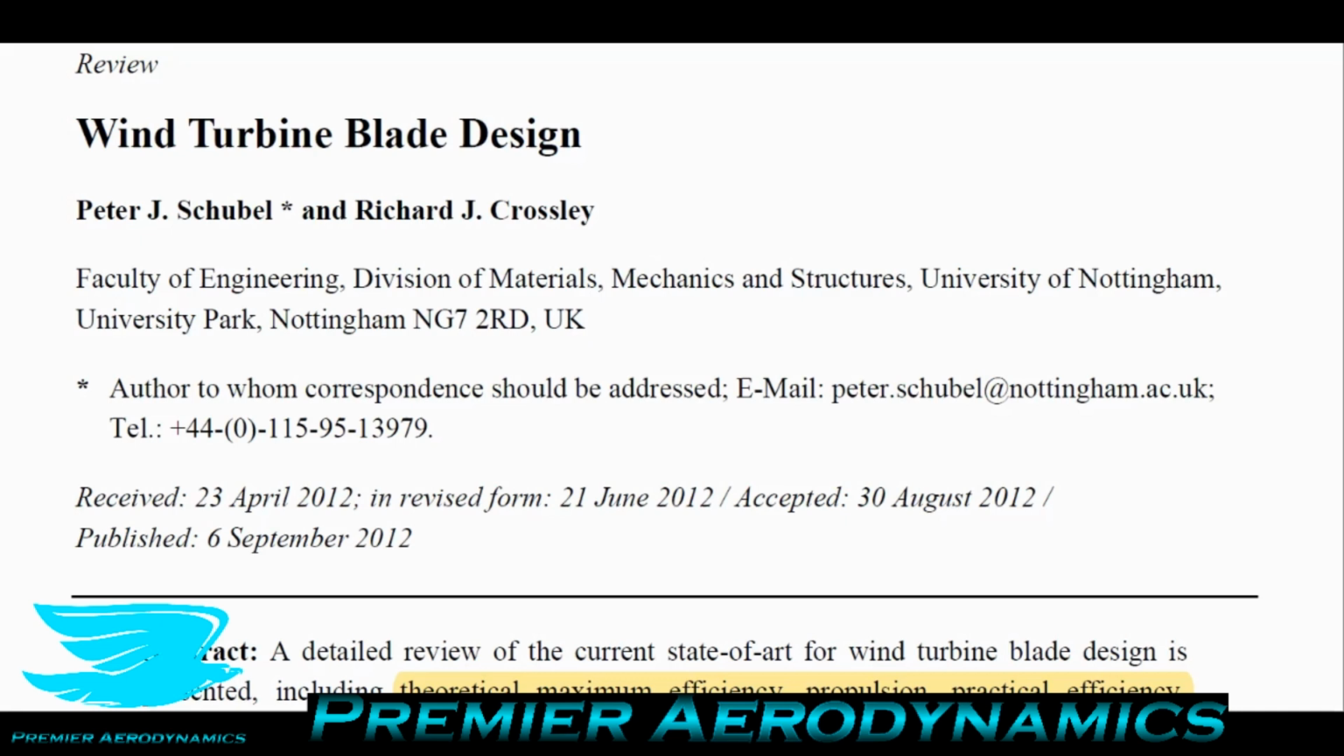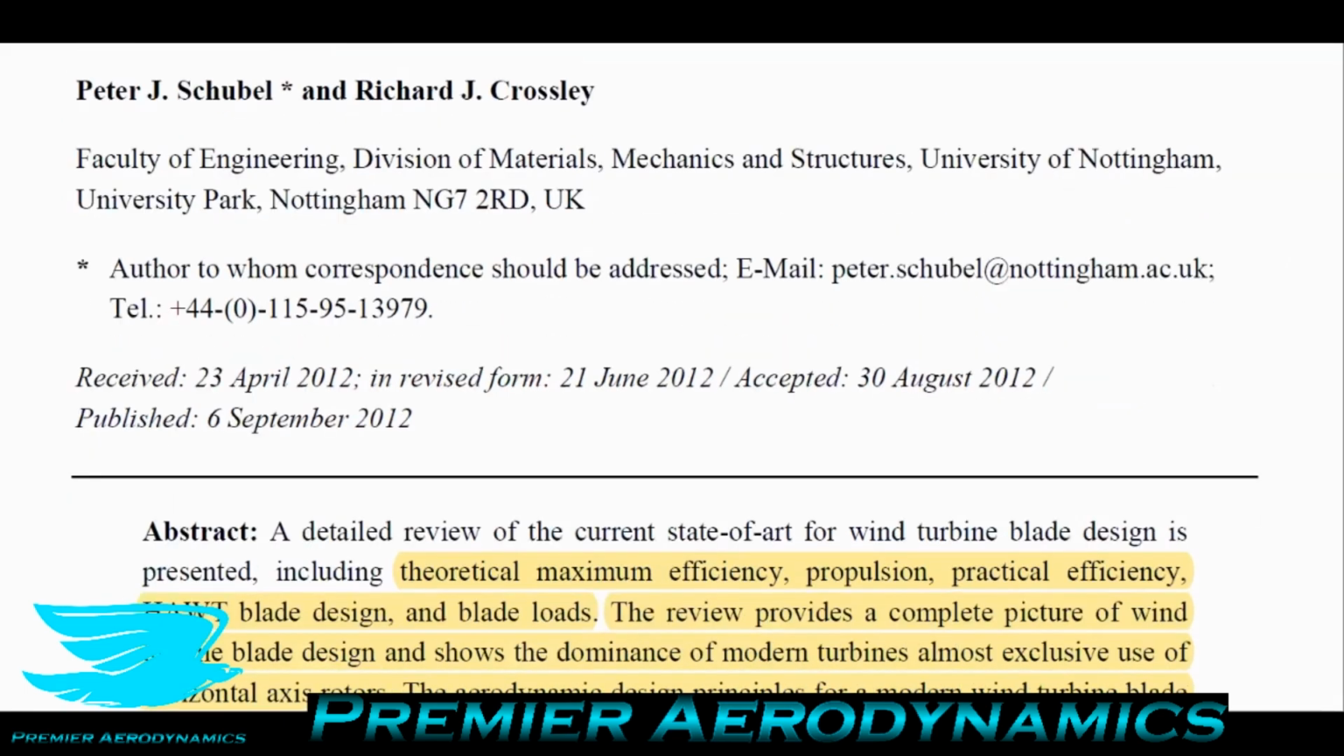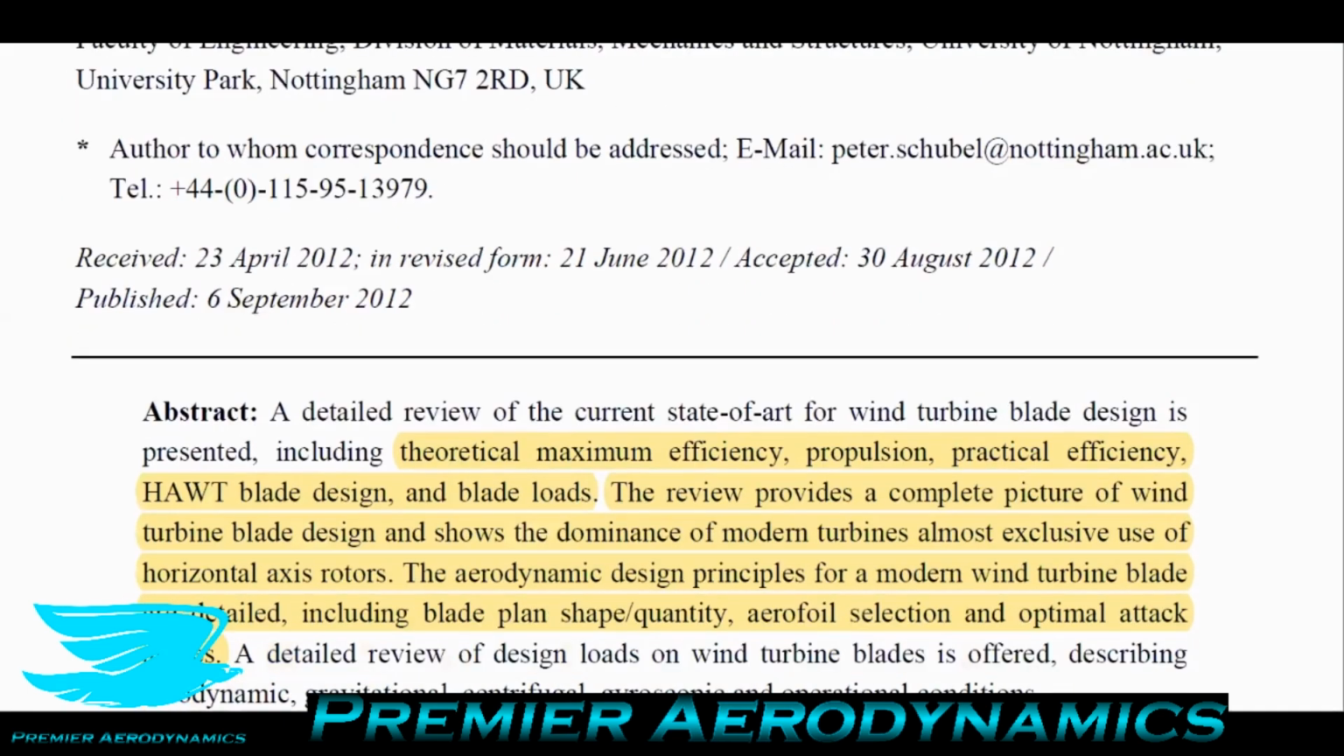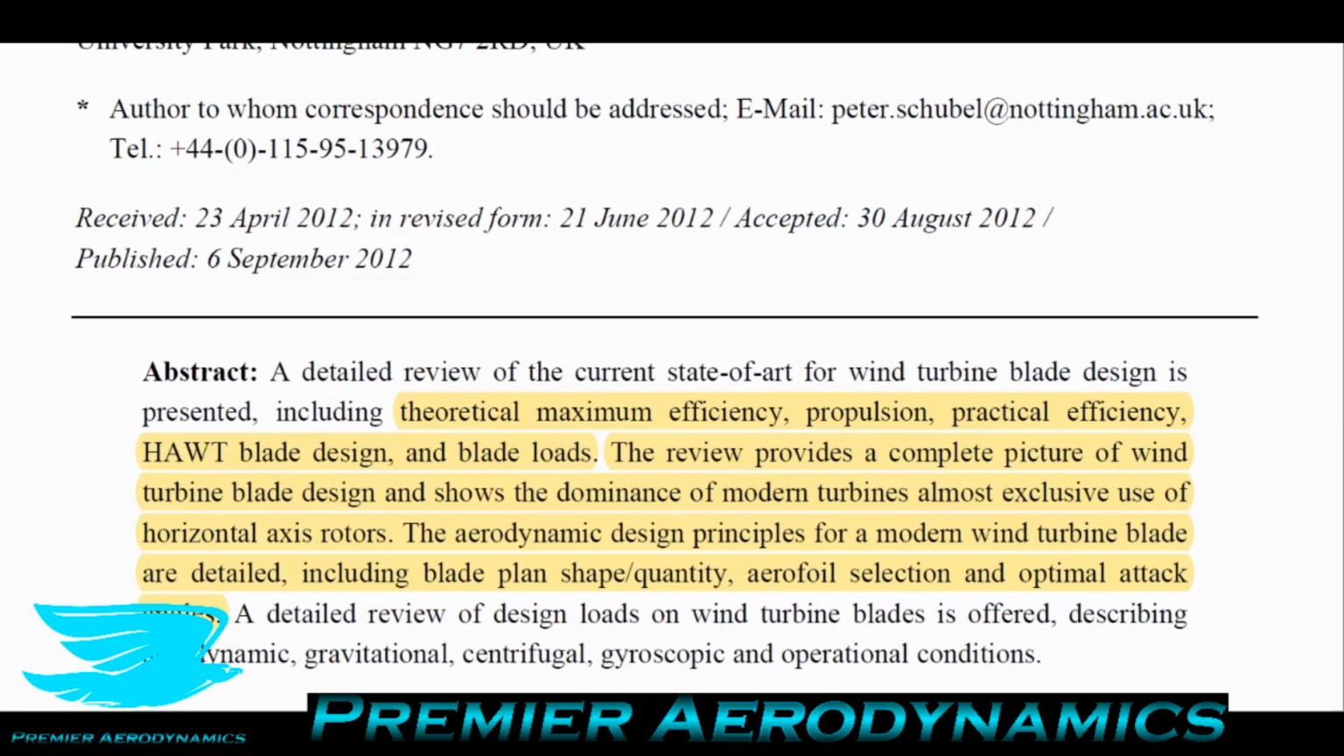To do that, we're going to look at a review paper called Wind Turbine Blade Design. It's open access, so you can find the link in the description. So let's get on with it. They're going to be covering the theoretical maximum efficiency, propulsion, practical efficiency, and all those other things. They're going to talk about the difference between vertical axis wind turbines and horizontal axis wind turbines, and then go on to horizontal axis wind turbines.